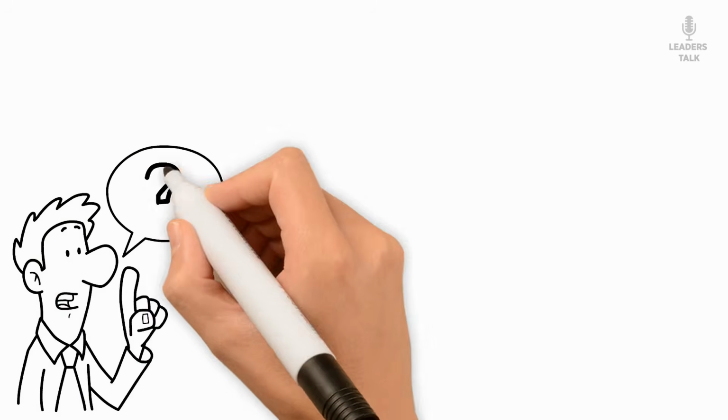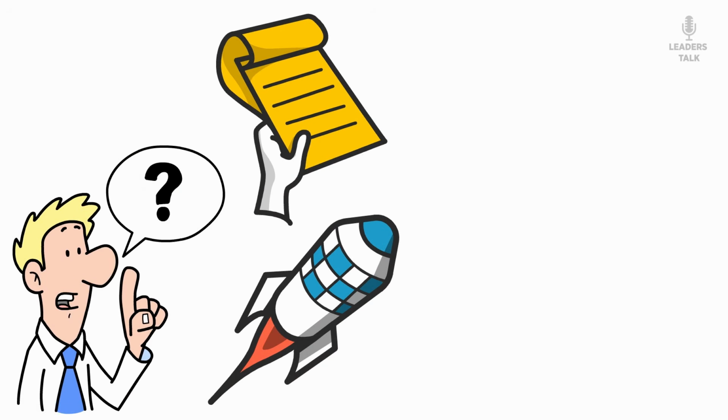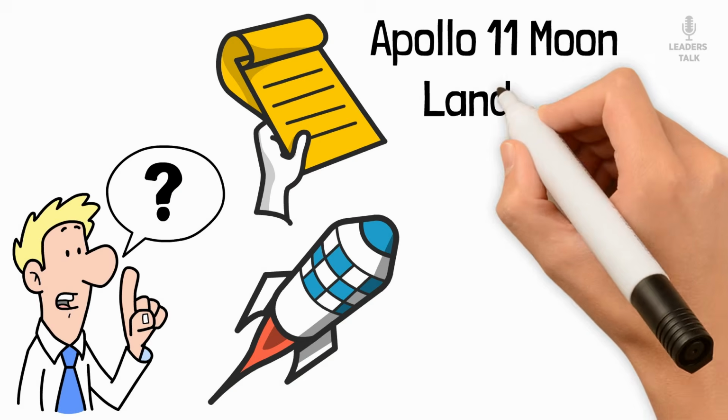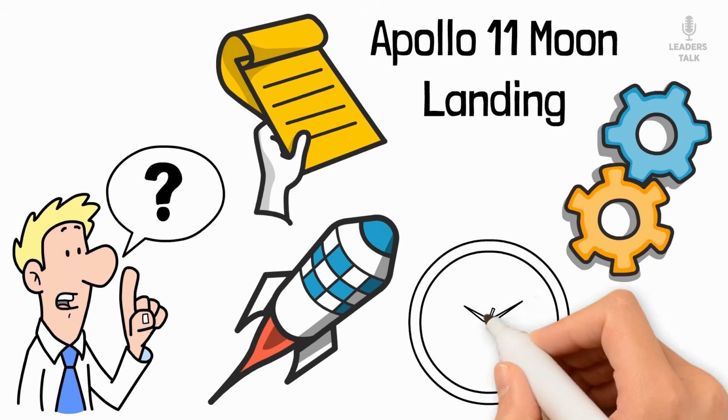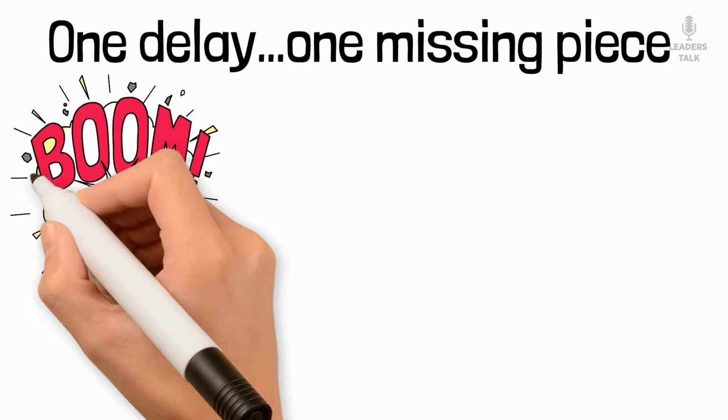What if I told you one small missing part could delay an entire mission to the moon? During the historic Apollo 11 moon landing, thousands of components had to work perfectly at the right time in the right sequence. One delay, one missing piece, and history could have been very different.